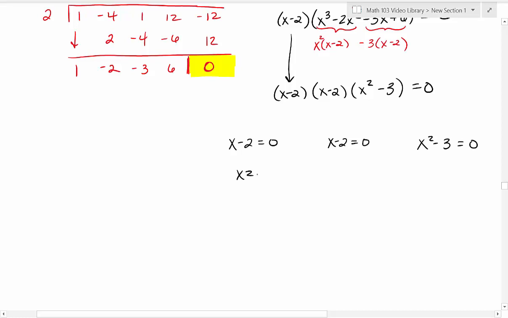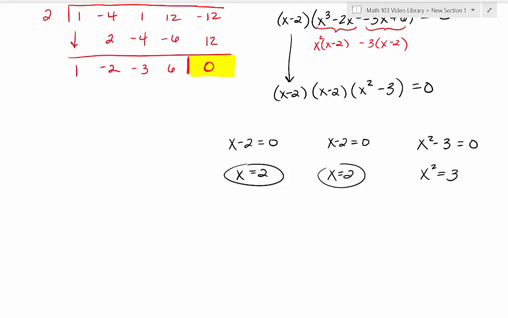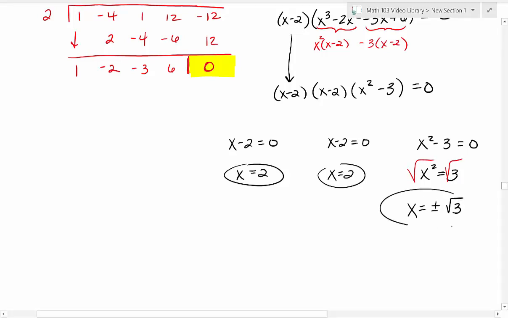Our first two equations give us the same solution of 2. Our third equation is quadratic. Square root property would be the easiest technique to apply here. We get x to be equal to plus or minus the square root of 3, and x equals 2.